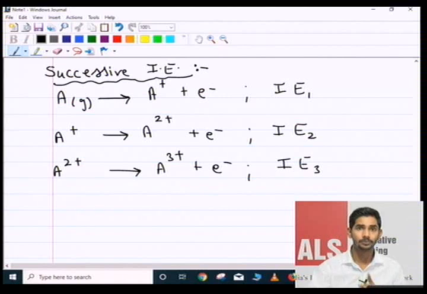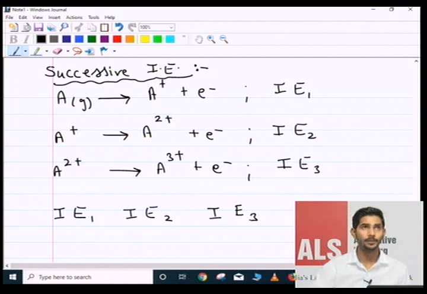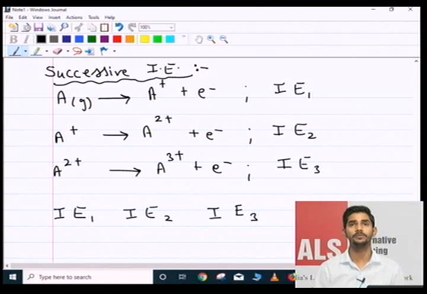Now my question is, if I compare ionization energy 1, 2 and 3, which one will have the highest value? Meaning in which case you need maximum energy to remove the electron, in case of ionization energy 1, 2 or 3? Okay, I have got one answer. What about you guys? Kohima, Senapati, Sisepo, Itanagar.